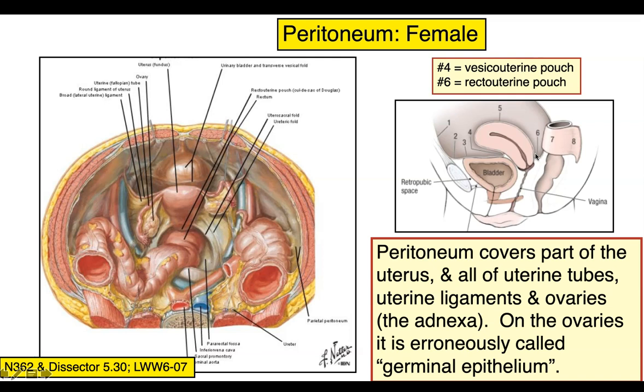And this recto-uterine pouch is clinically important, and clinicians also call this the pouch of Douglas. In the female also, you can see the peritoneum covers the uterus, the ovaries and uterine tubes and everything. And the uterine tubes in the female peritoneal cavity have openings inside the peritoneal cavity. So the female peritoneal cavity is an open cavity, but the male peritoneal cavity is a closed cavity.